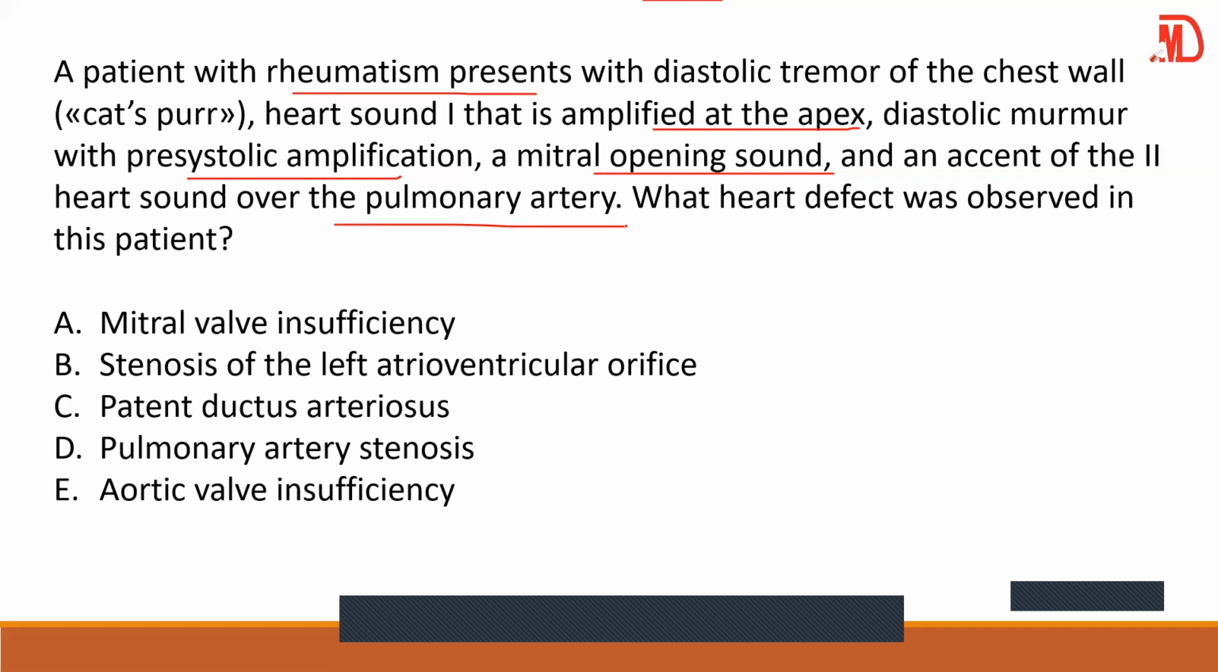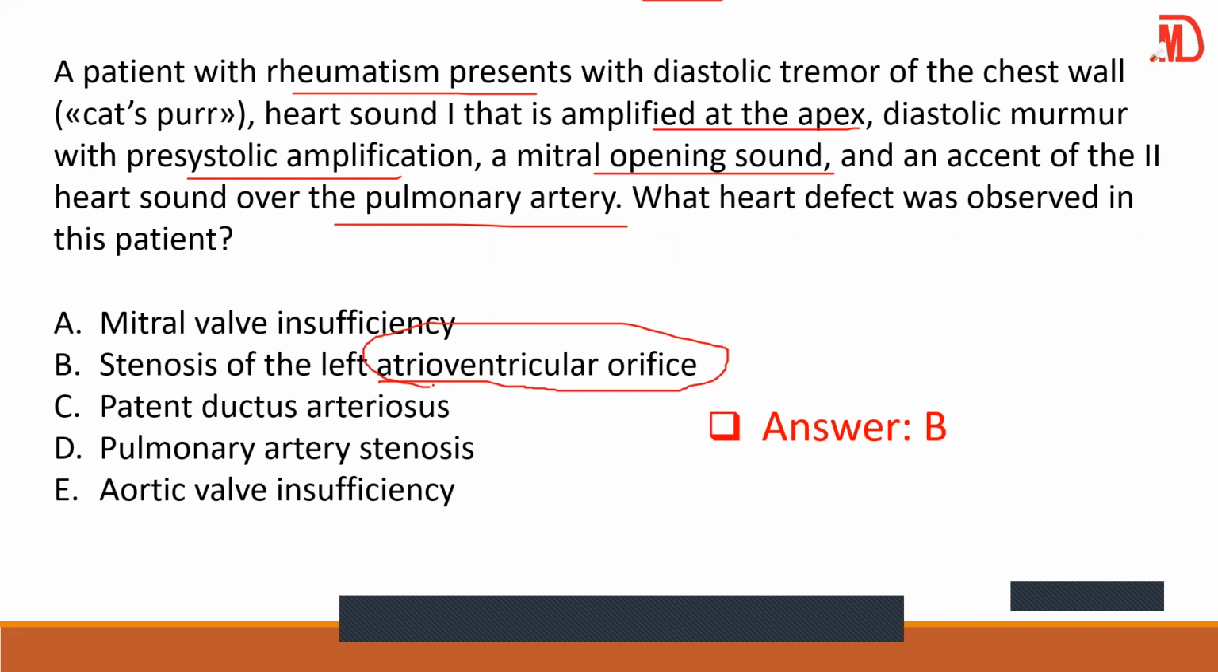Again, I've told you anytime there's rheumatism, the heart pathology that you normally get is what? Mitral valve stenosis. And over here, the correct answer should definitely be stenosis of the left atrioventricular orifice. The left atrioventricular orifice means what? The mitral valve.